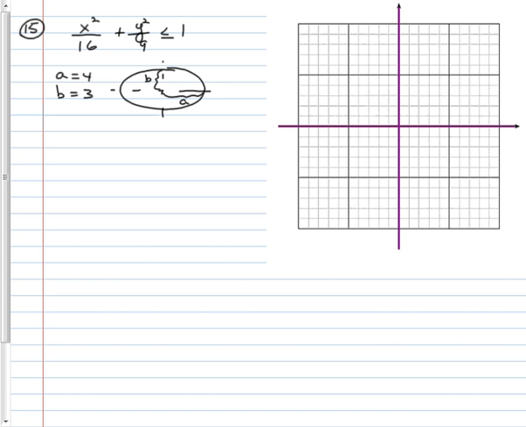And I don't remember if we moved them around in Algebra 2 or not. But it's right at the origin is all this is. So I just need to go 4 in the x direction, right and left. Right and left. That's the major axis of my ellipse. And I go 3 up and down.